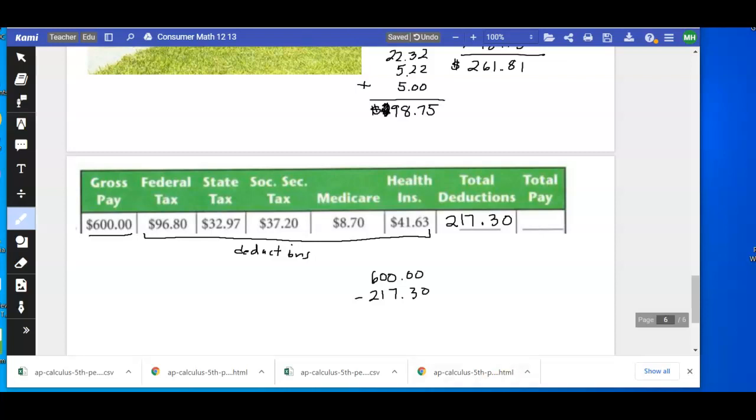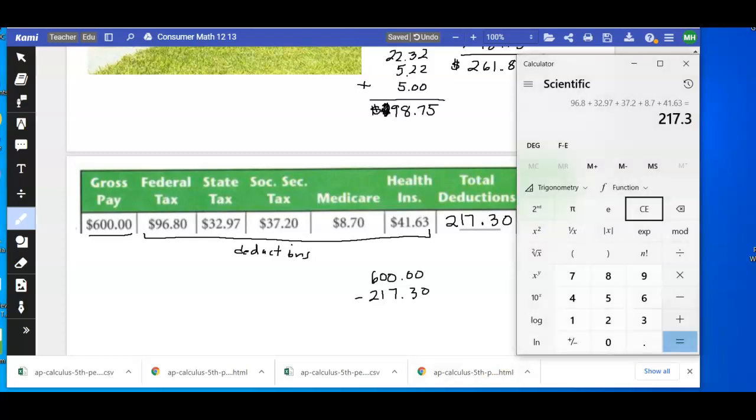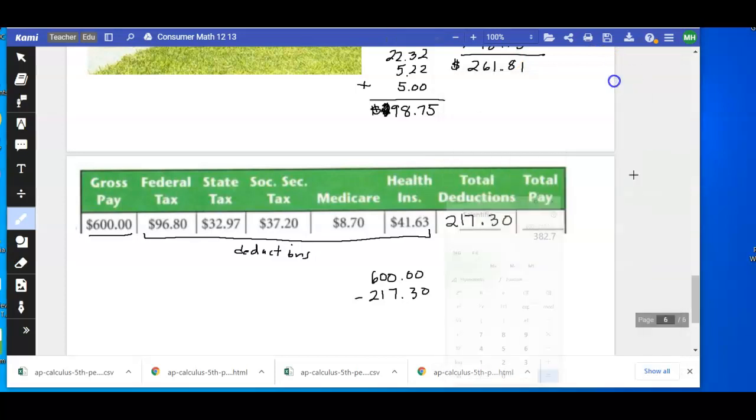Okay, so calculate back up and clear. So 600 minus 217.30 equals $382.70. And so that's what you would record in here, 382.70.